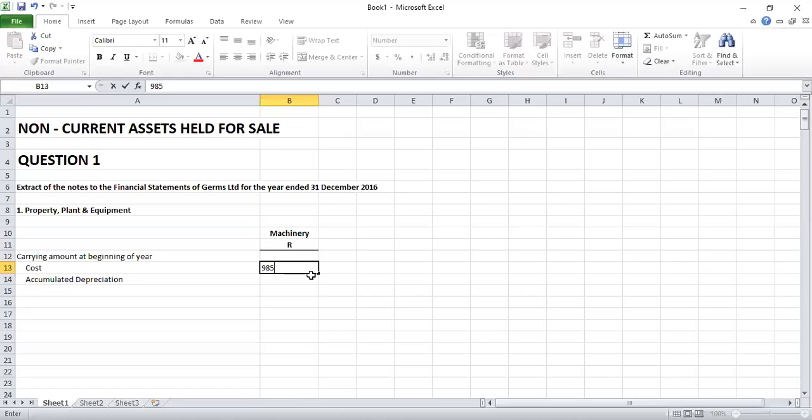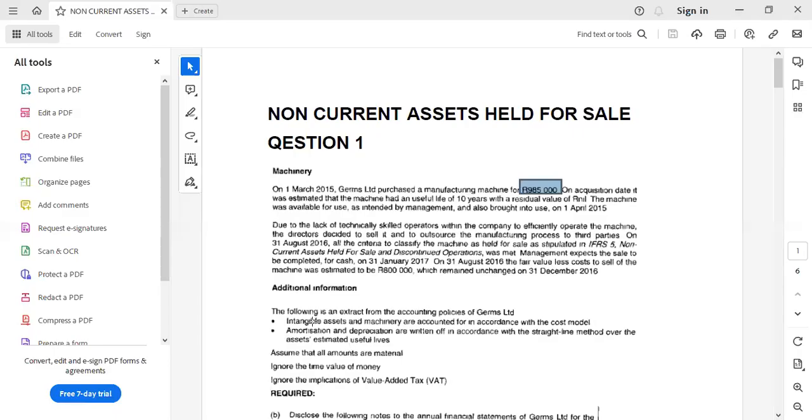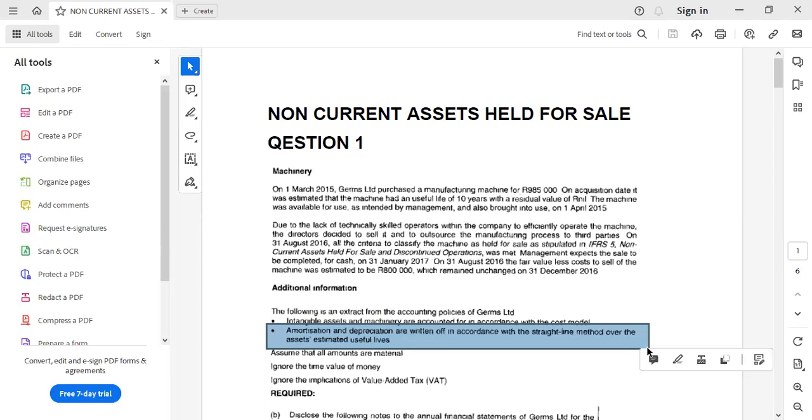Our year is ending in December 2016. So when you calculate your accumulated depreciation at the beginning of the year, you'd calculate up to 31 December 2015, the end of last year. We're told that the following is an extract of the accounting policies of GEMS. Amortization and depreciation are written off in accordance with the straight line method over the assets' estimated useful life.